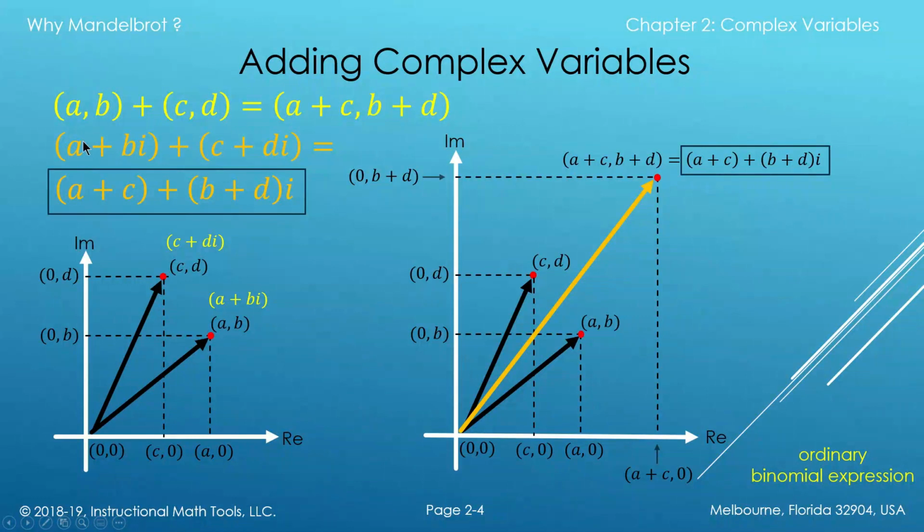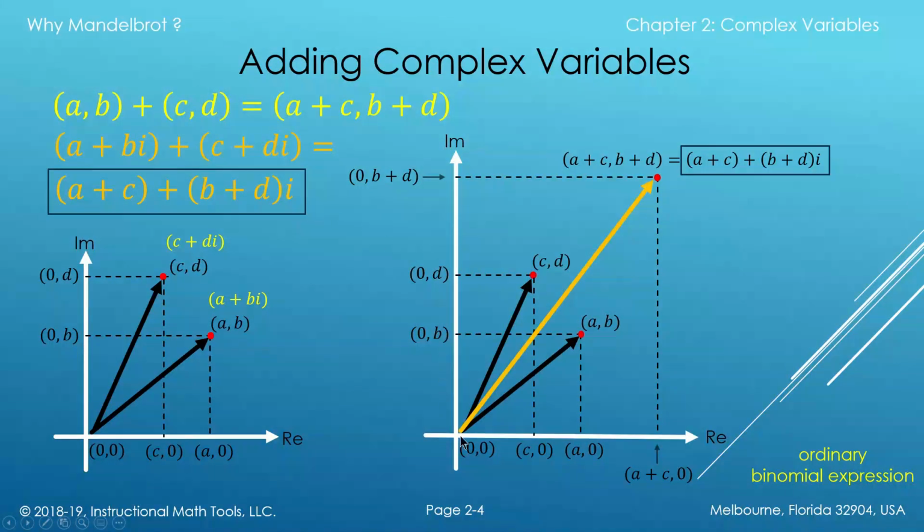Up here, let's just break this down. We know that (a, b) is a plus bi, and we know that (c, d) is c plus di. Then all we need to do, based on normal algebraic associations, is associate a and c together, and associate b and d together and pull the i off to the side. So our new point becomes quantity a plus c, plus quantity b plus d, times i.